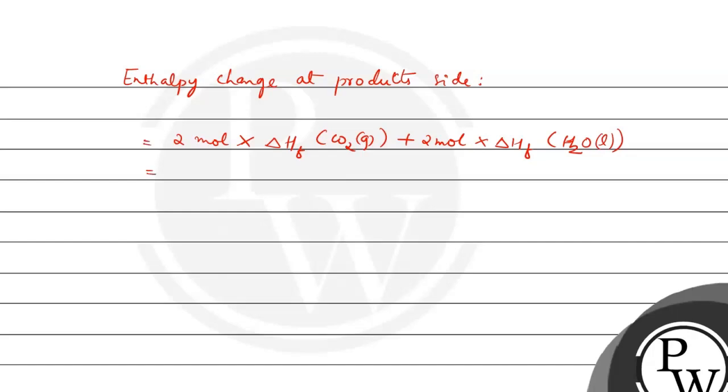enthalpy change. If we substitute the values of enthalpy of formation, it will be minus 394 kilojoule per mole plus 2 into minus 286 kilojoule per mole. So if we solve this, it will come as minus 1360 kilojoules.